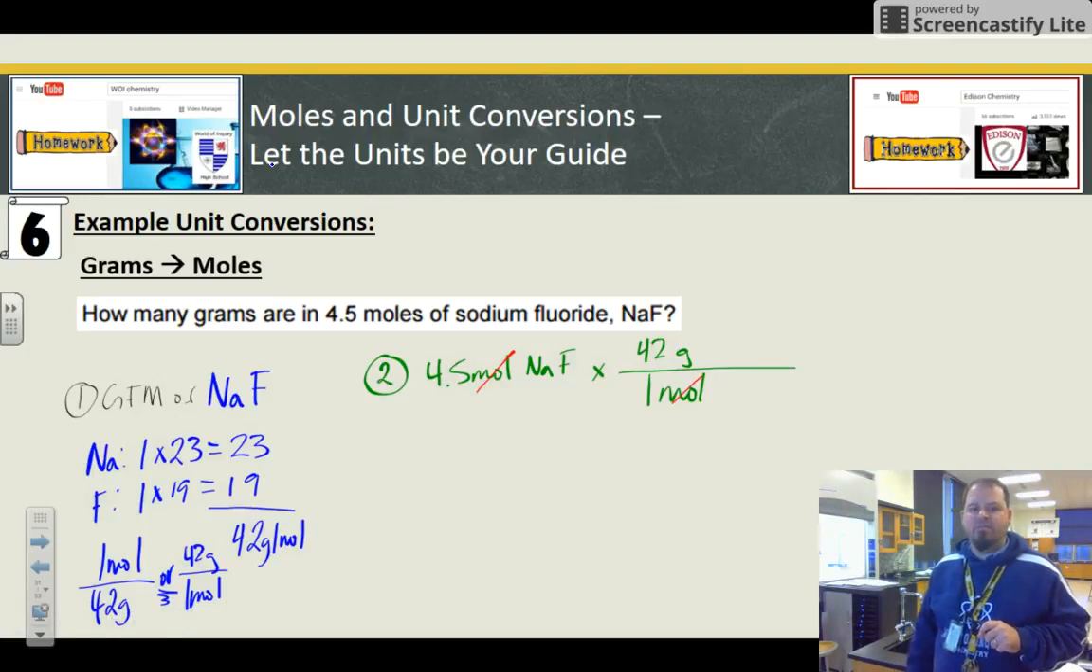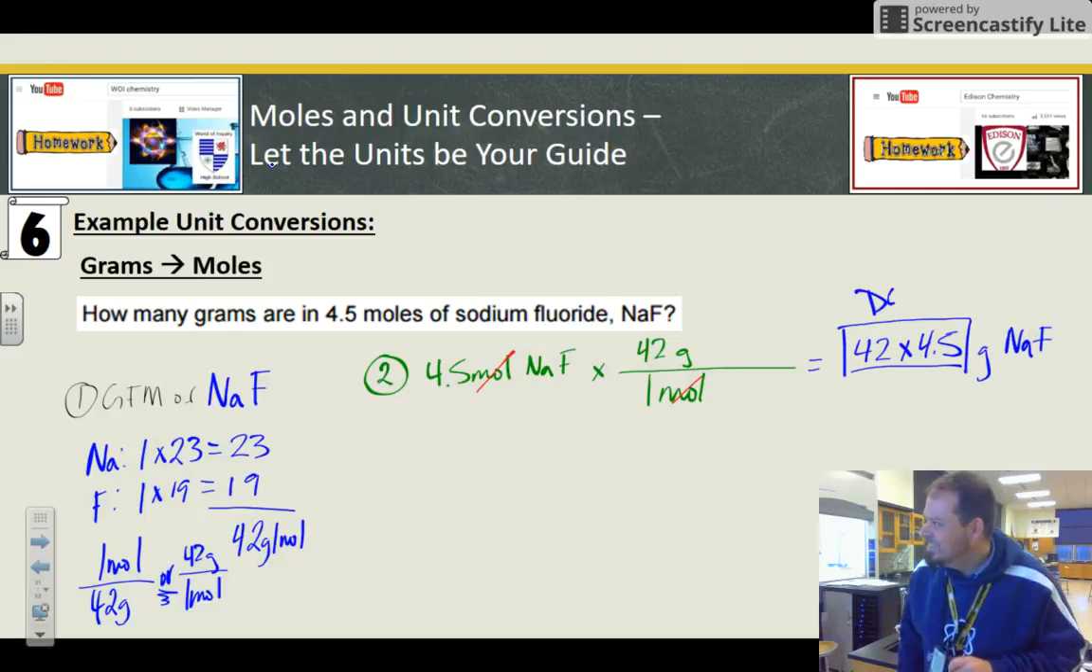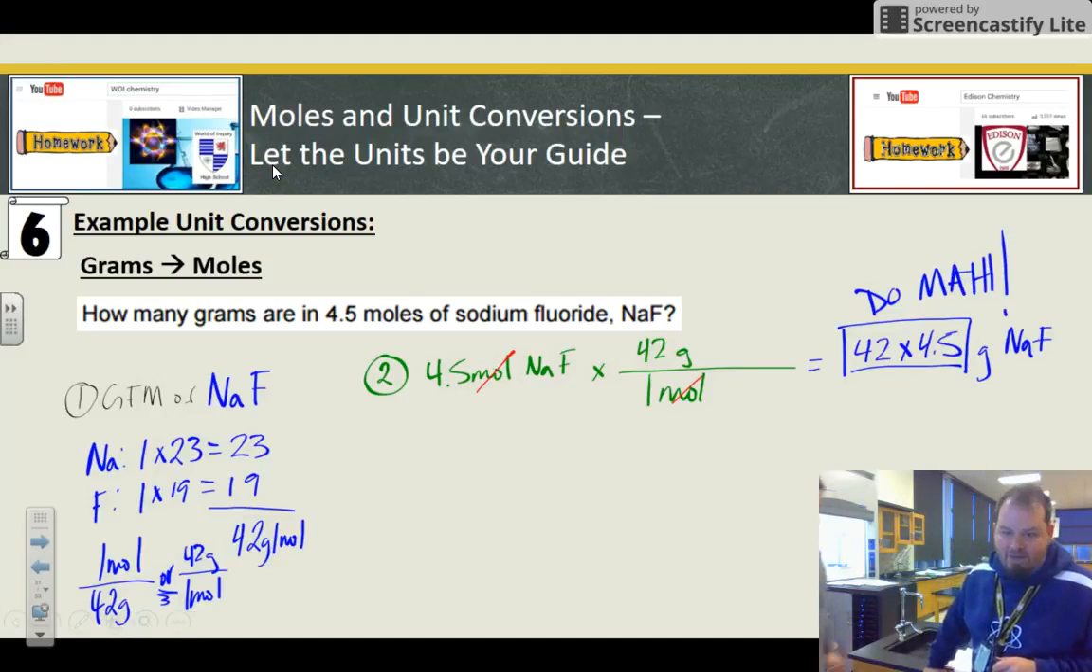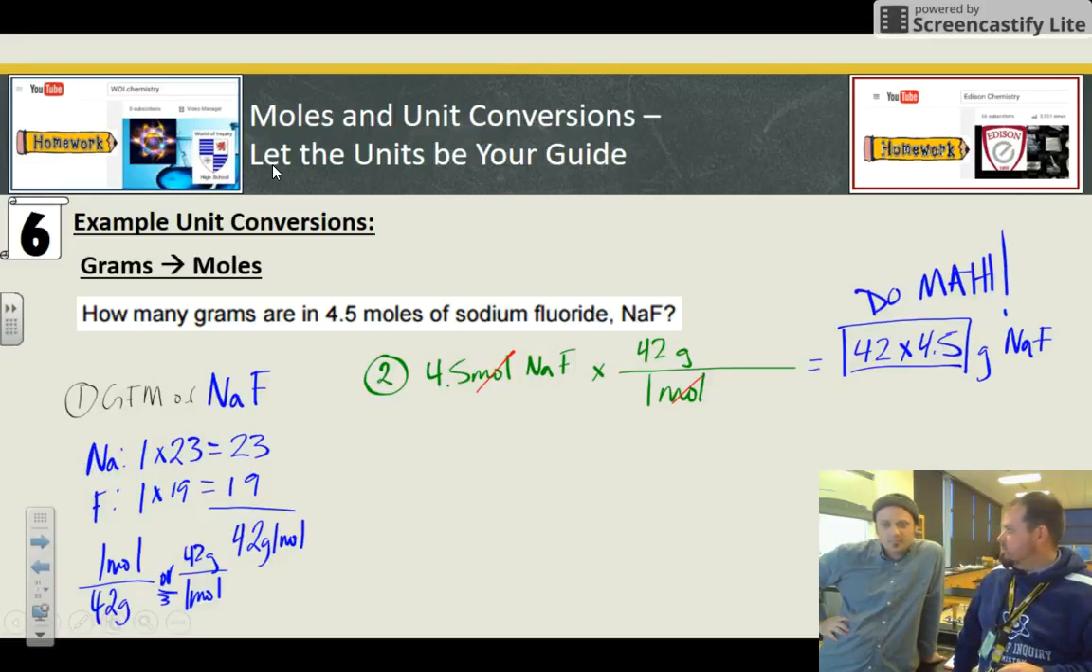Oh, that's tough in my head. I can kind of come up with it. 160, 170 plus a half of 42. The answer is, do the math. Right? But notice how we are now not just counting atoms and calculating gram formula mass, we're using the gram formula mass.